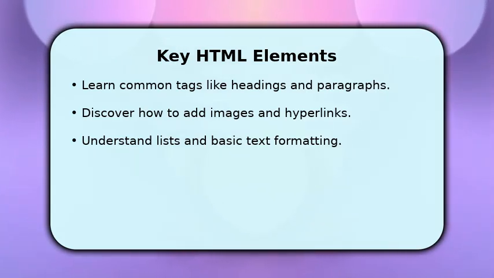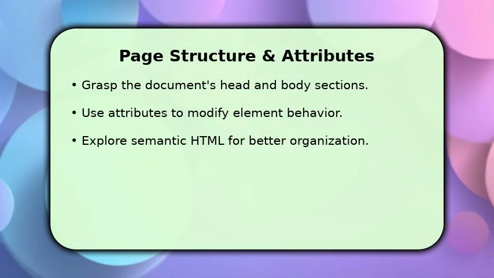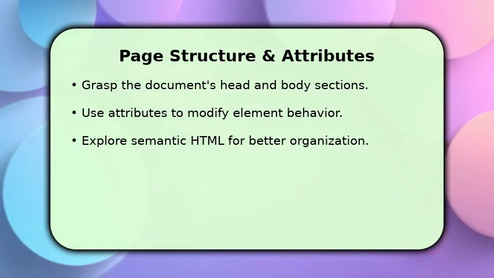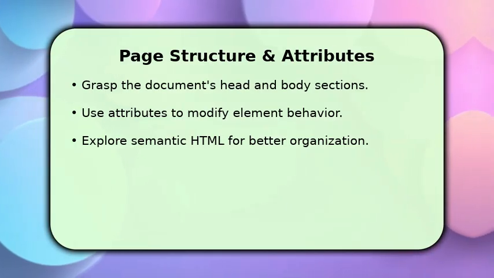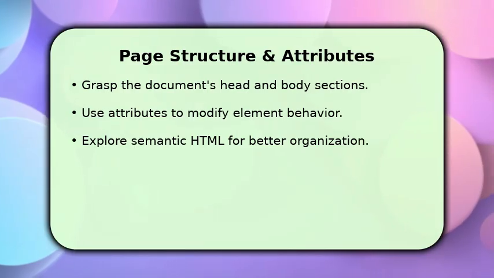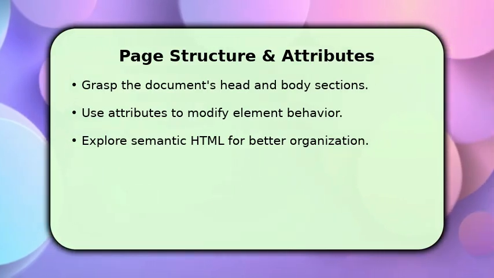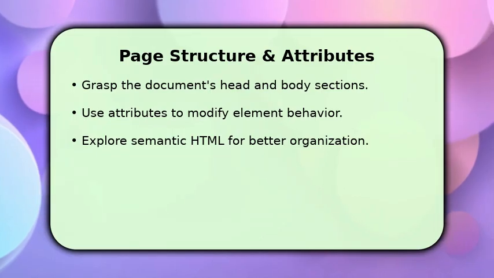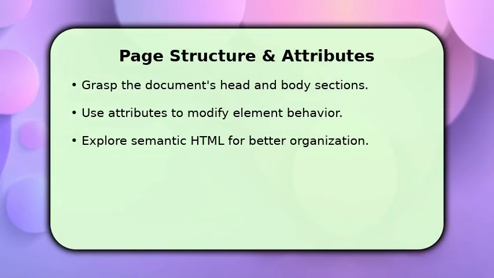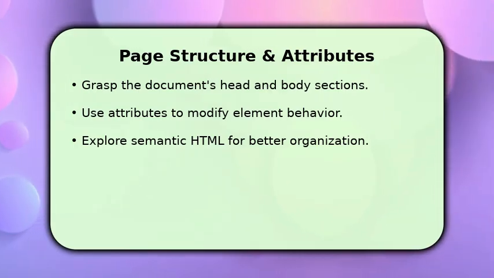Understanding the basic structure of an HTML document is crucial. Every page has a head section for metadata and a body section for visible content. Elements can also have attributes, which provide additional information or modify their behavior, like the src attribute for images or href for links. We'll also touch on semantic HTML, which uses meaningful tags to improve document structure and accessibility for both users and search engines.